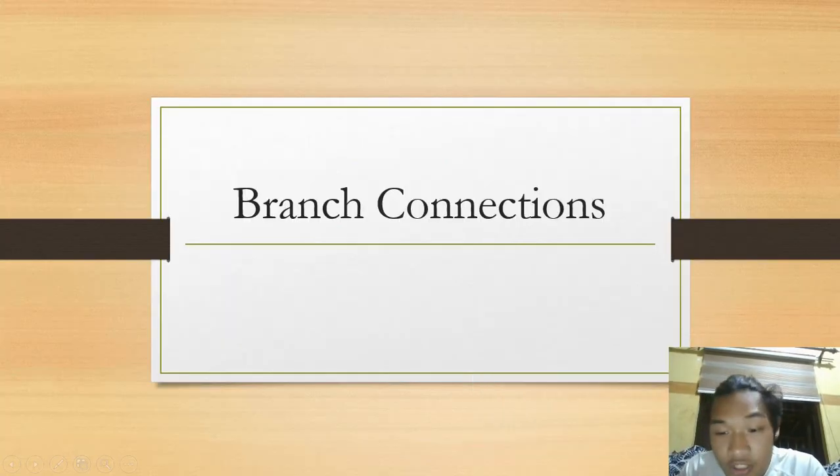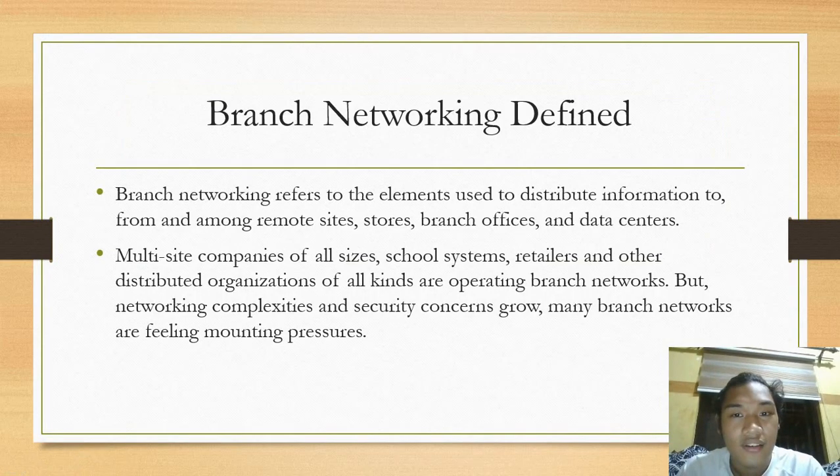So next is branch connections. Branch networking defined. Branch networking refers to the elements used to distribute information to, from, and among remote sites, stores, branch offices, and data centers. Multi-site companies of all sizes, school systems, retailers, and other distributed organizations of all kinds are operating branch networks. But networking complexities and security concerns grow. Many branch networks are feeling mounting pressures.